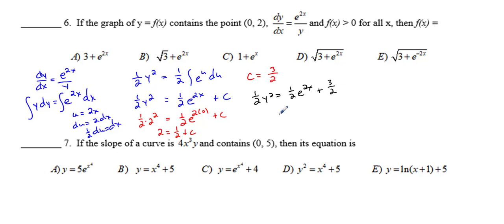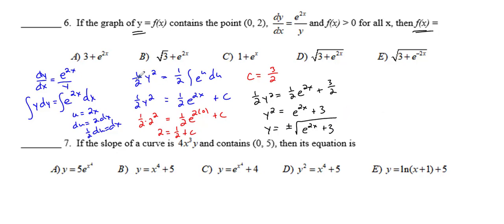Okay, now we have to solve for y, because it says f of x equals, that means y equals, right? Solve for y, multiply by 2 everywhere. That works out kind of nice. Multiply by 2, multiply by 2. Keep solving for y, and we get y equals plus or minus square root e to the 2x plus 3.